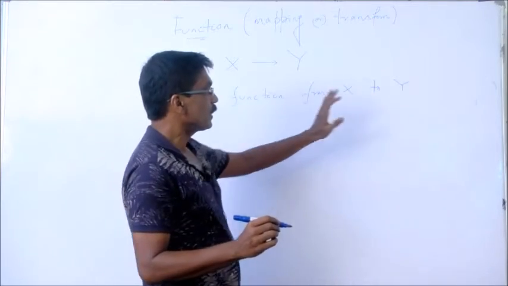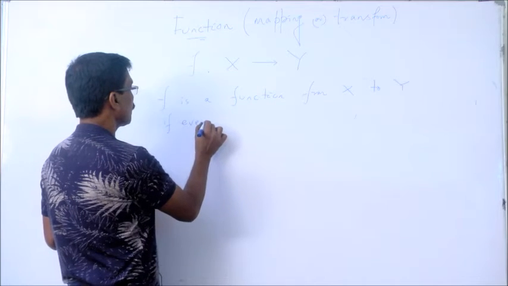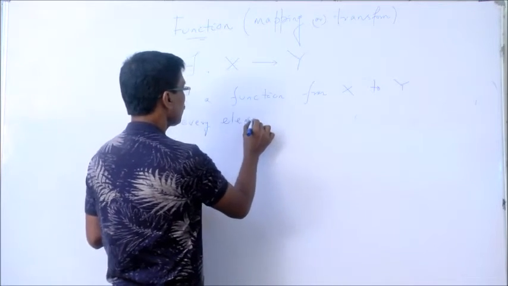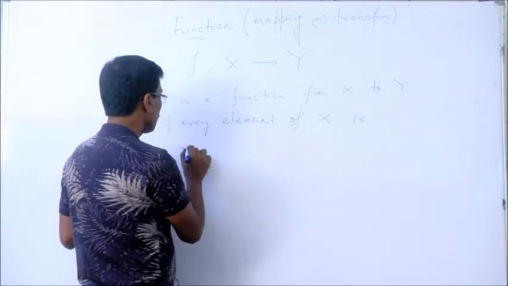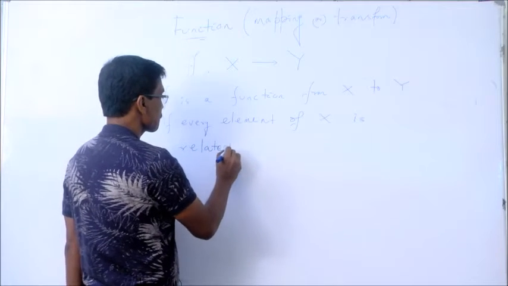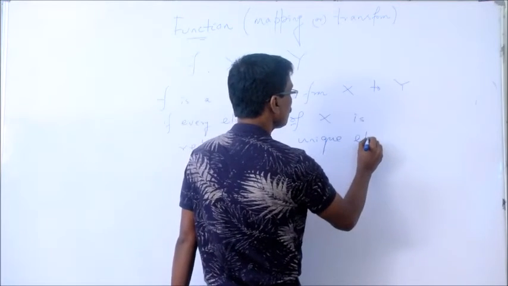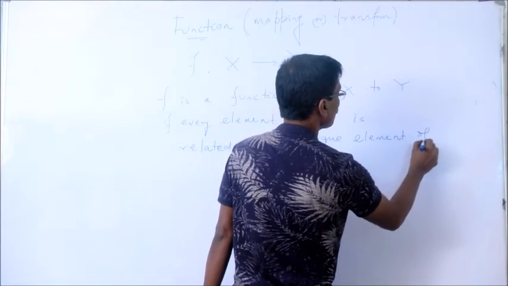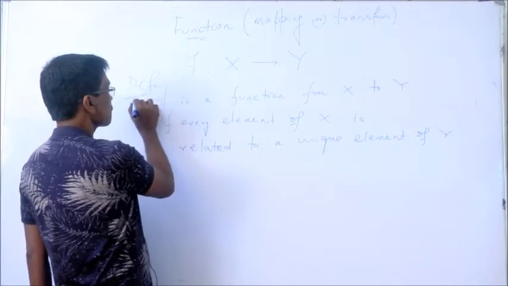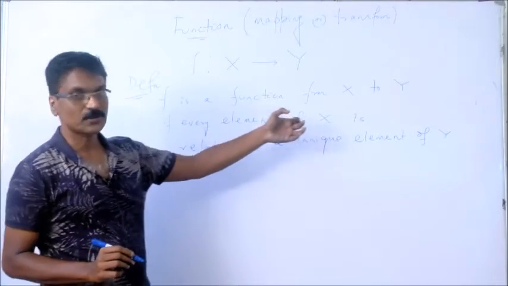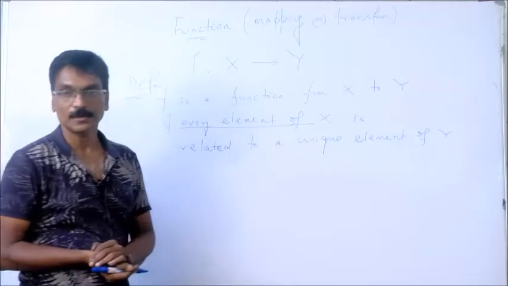f is a function from x to y if every element of x is related to a unique element of y. So, this is the definition of function, that is f is a function from x to y if every element of x. So, what is every element of x?